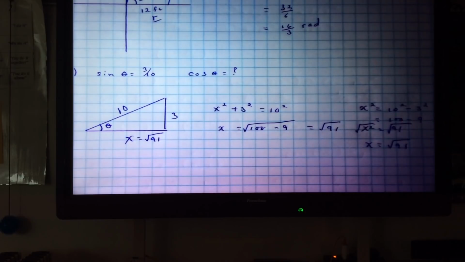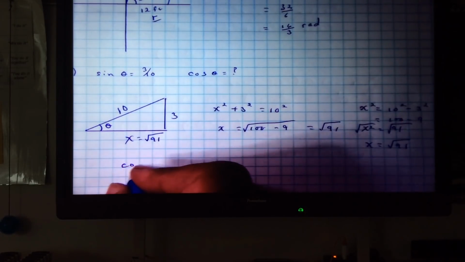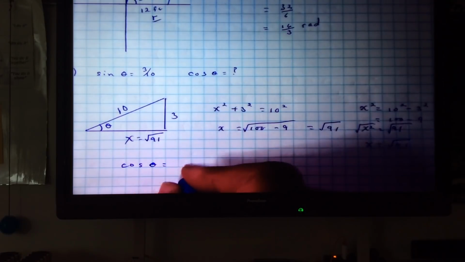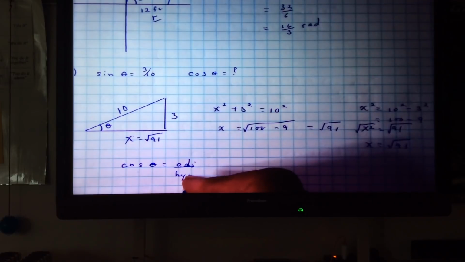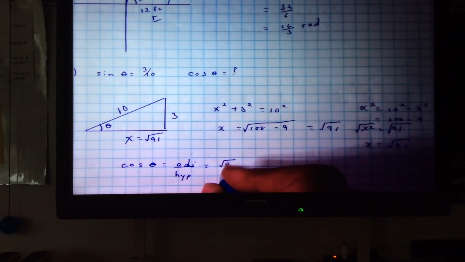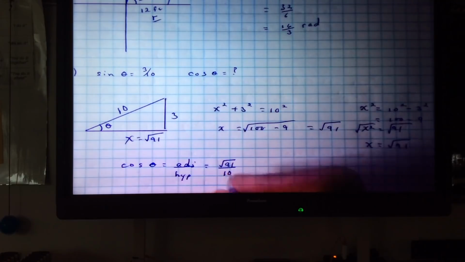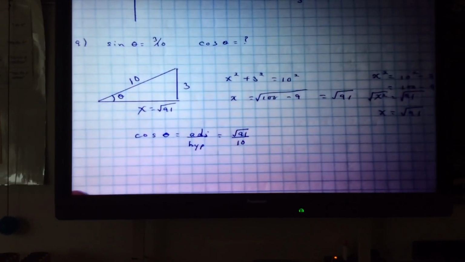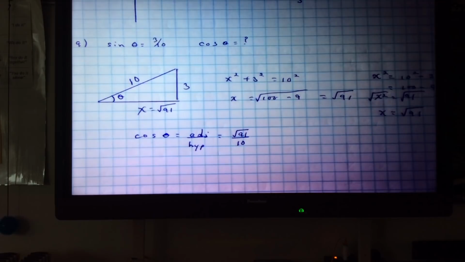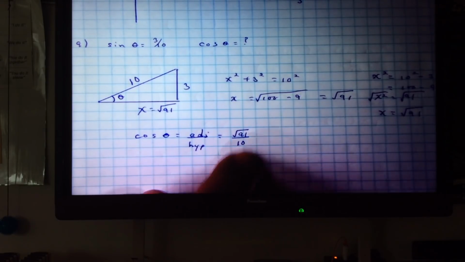Now the cosine of theta is the adjacent divided by the hypotenuse. The adjacent is the square root of 91, hypotenuse is 10. That's your answer. And that's the answer, or you have to simplify it? You can't simplify that. You can convert it to a decimal, but now it's an approximation if you do that. If they say exact value, you've got to leave that radical in there.